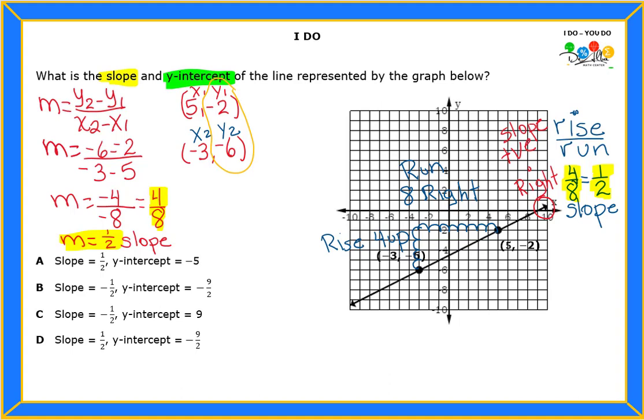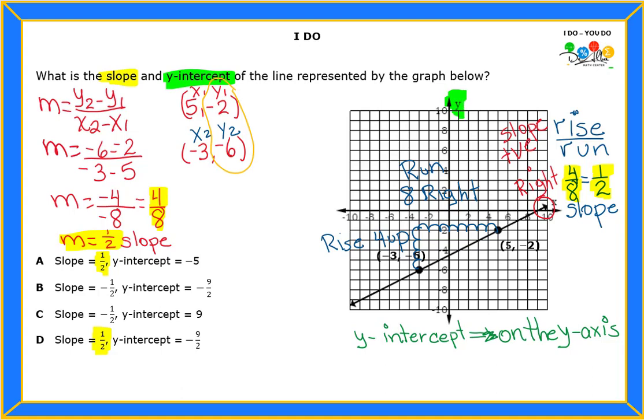So how many answer choices do I really have with a half? Well, there's one on A, and there's one on D. Very good. So now I need to go on and continue to find the y-intercept. Now remember that y-intercept means there is a point that is on the y-axis. Very good. So that means that if I look at my line, there's got to be one point that is crossing on the y-axis, which is right there.